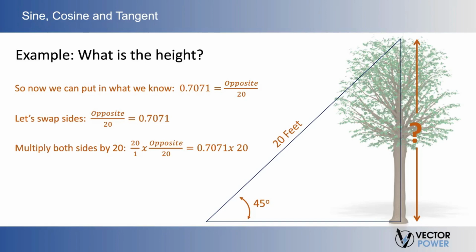20 divided by 1 times opposite divided by 20 would equal 0.7071 times 20, or that simplifies down to the opposite equals 0.7071 times 20. And now we're ready to solve. The opposite, or the height of the tree, equals 14.14 feet.